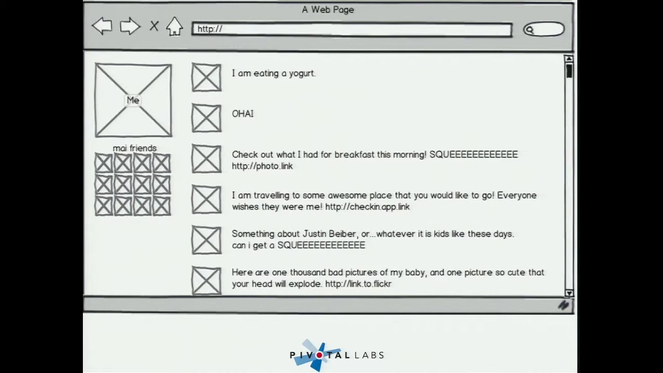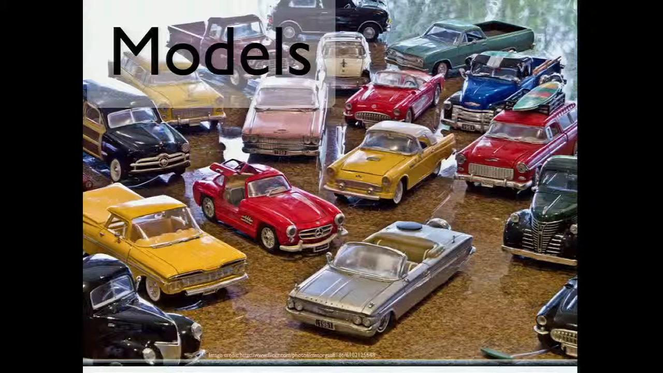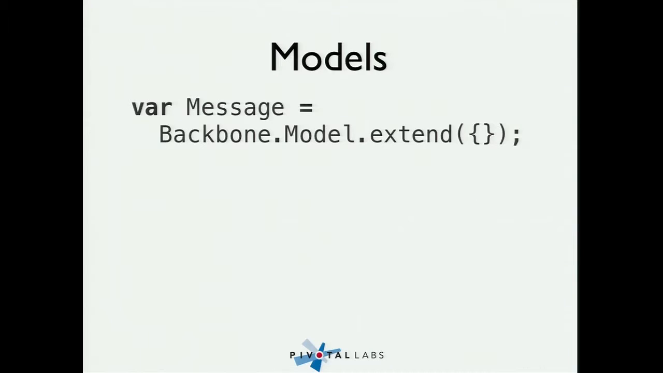So we have this JSON, right? We want to build that. So that's what we want to build. So let's look at some code finally. So let's look at some models. If we wanted to make a model that represented a message, it would look something like this, relatively straightforward.